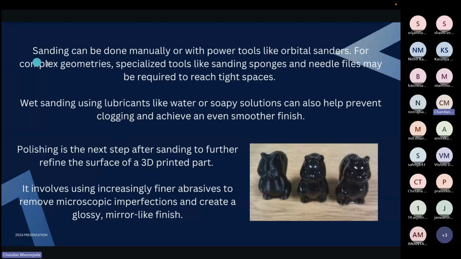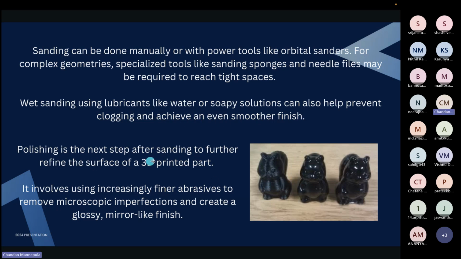By using sandpaper, even the cricket ball gets distorted. So we can't use sandpaper on every 3D model object because it is too abrasive and it can lead to deformation of the object. So less abrasive tools are used compared to sandpaper. Wet sanding using lubricants like water or soapy solutions can also prevent clogging and achieve an even smoother finish.